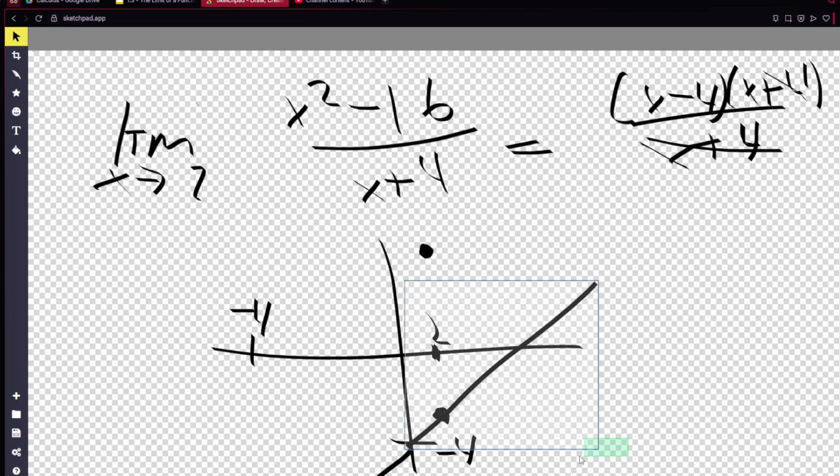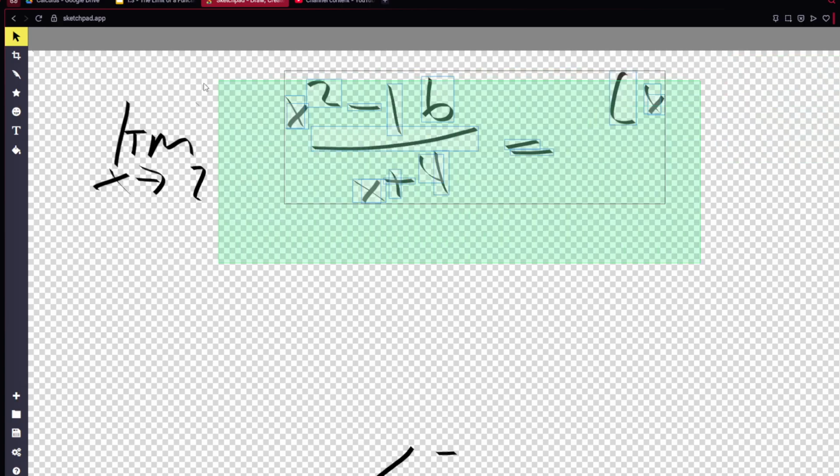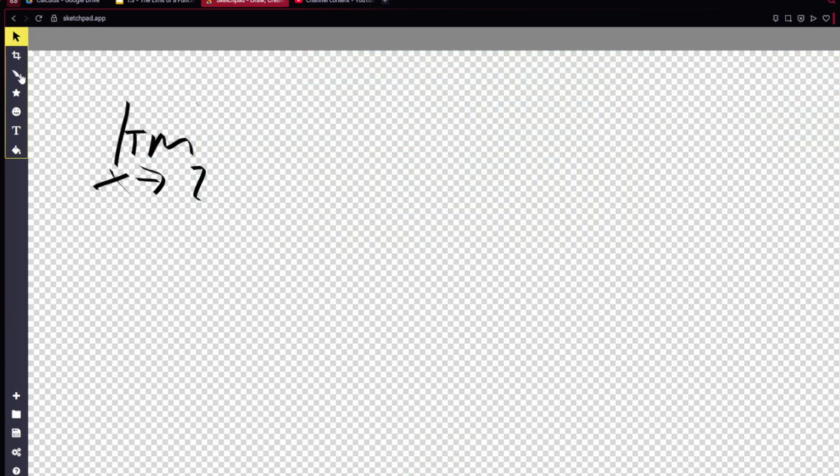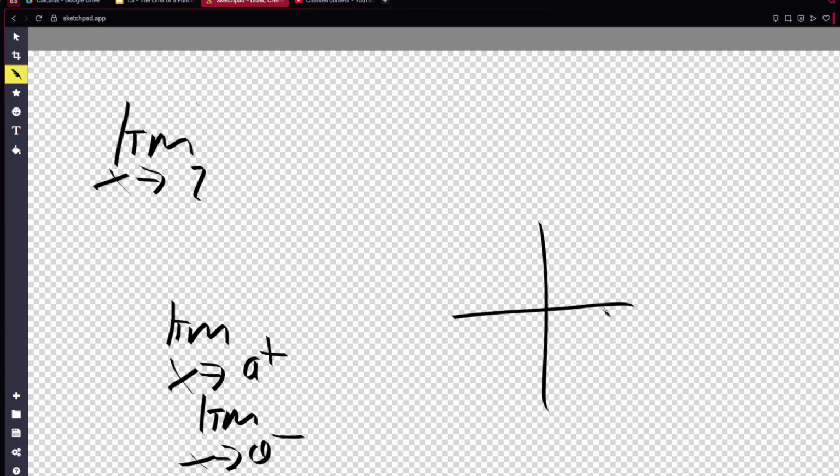It's important to note, and I'm going to give you another example just so it's a little bit easier to understand, that this notation means you're approaching a from the right side, and this notation means you're approaching a from the left side. So if we have a graph right here and a is right here, this is a plus, this is a minus, and we're seeing what they are. If they're the same value, which we'll denote as L, then there's a limit.